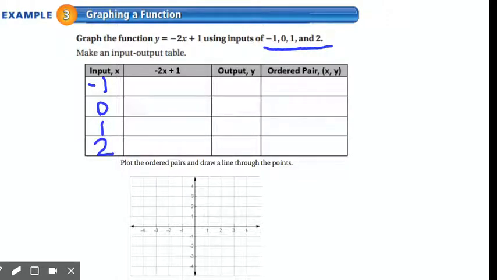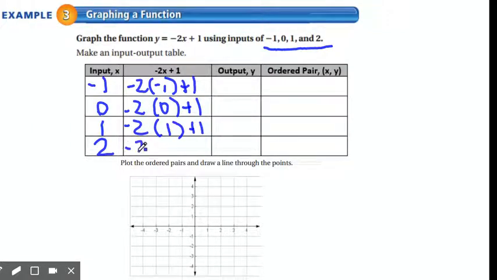All right. Now, when we plug those in, those values are going in for x just like we did on the last example. So we're going to have negative 2 times negative 1 plus 1, negative 2 times 0 plus 1, negative 2 times 1 plus 1, and negative 2 times 2 plus 1. So again, if you need a second to get that copied down onto your guided notes, go ahead and pause the video at any time.